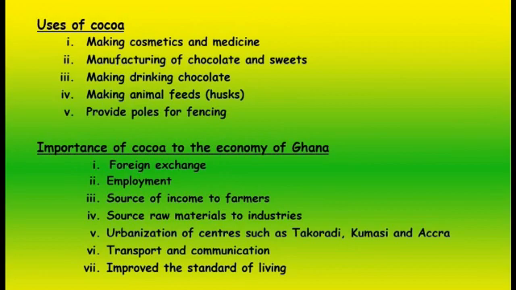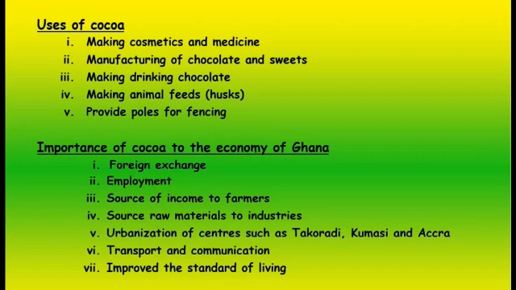Uses of cocoa. Cocoa is very useful. Class, if I asked you about cocoa, many of you I know have tasted or interacted with cocoa products. Uses of cocoa. Making cosmetics and medicine. Manufacturing of chocolate and sweets. Drinking chocolate, the beverage.